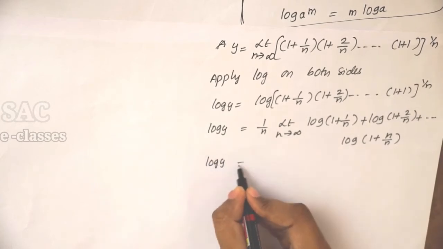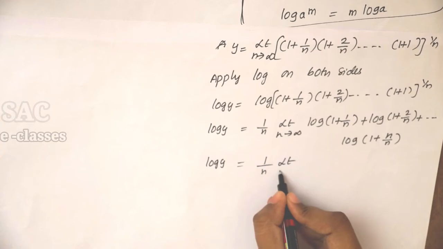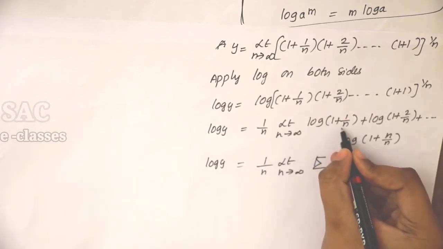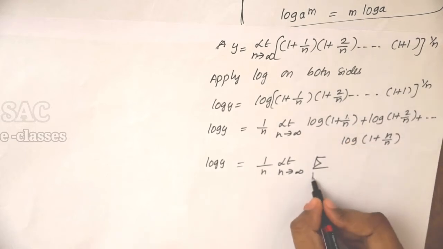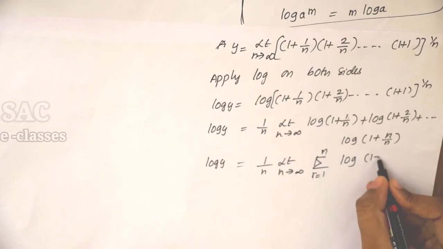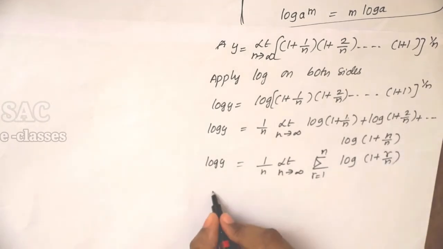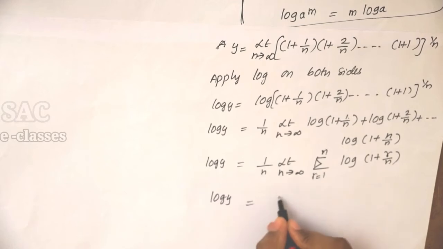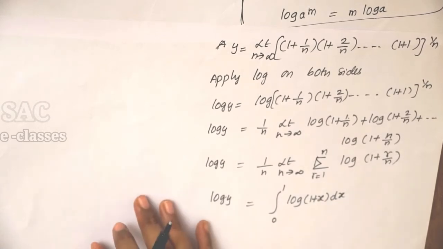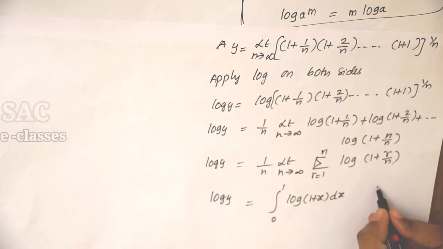Clearly, now we can convert into the desirable form. To convert into integration, sigma varies from 1 by n to n by n. So r equal to 1 to n log of 1 plus r by n. Log y is equal to integration 0 to 1 log of 1 plus x dx is left. But we know that log x has no direct integration. Let us use the integration by parts formula.